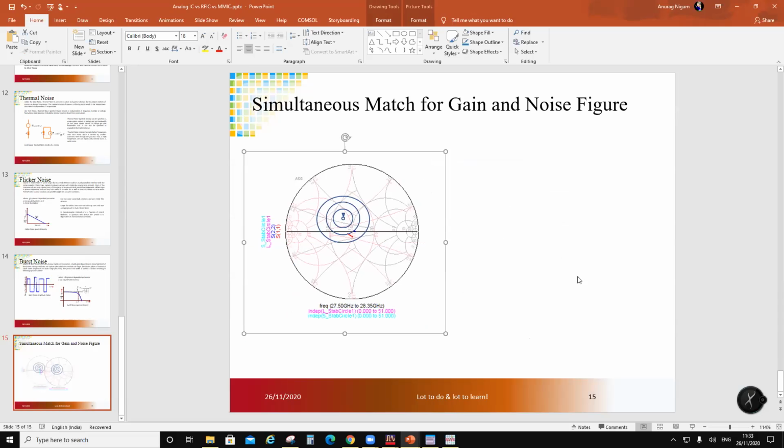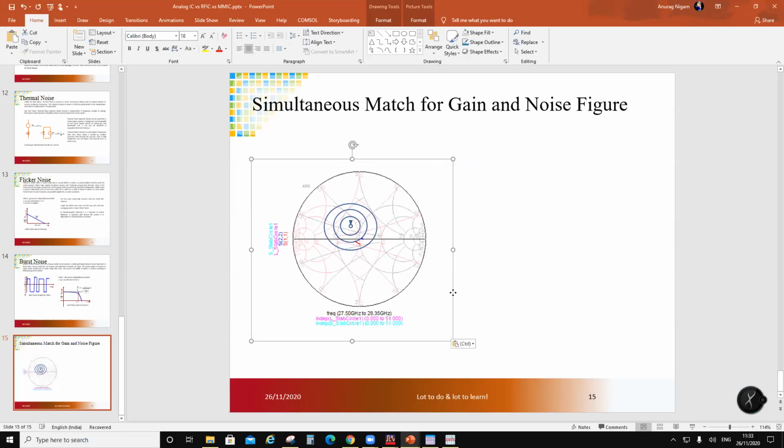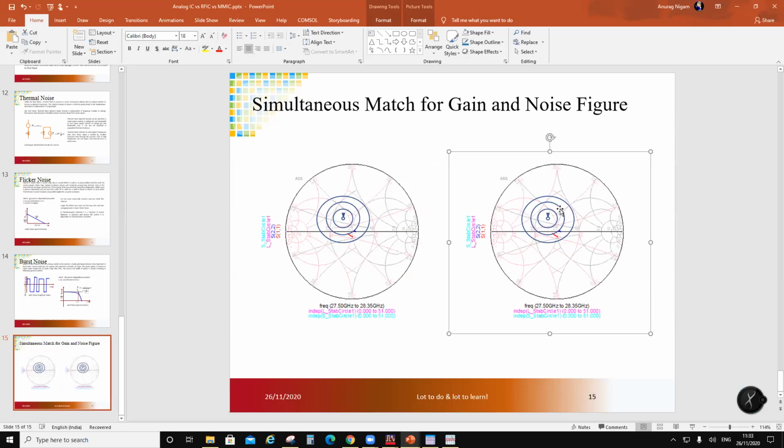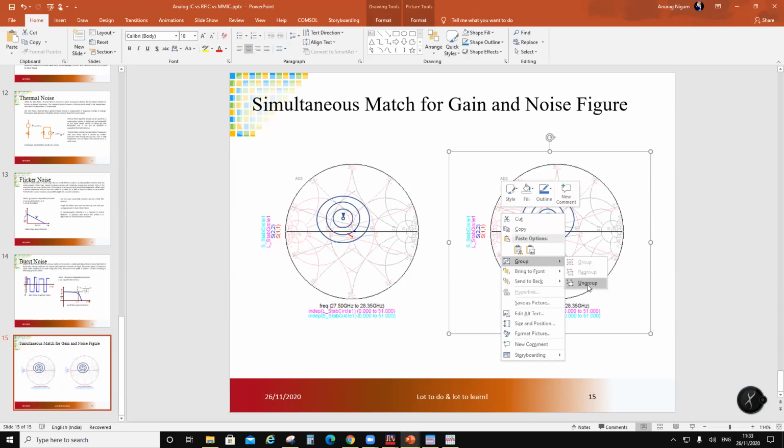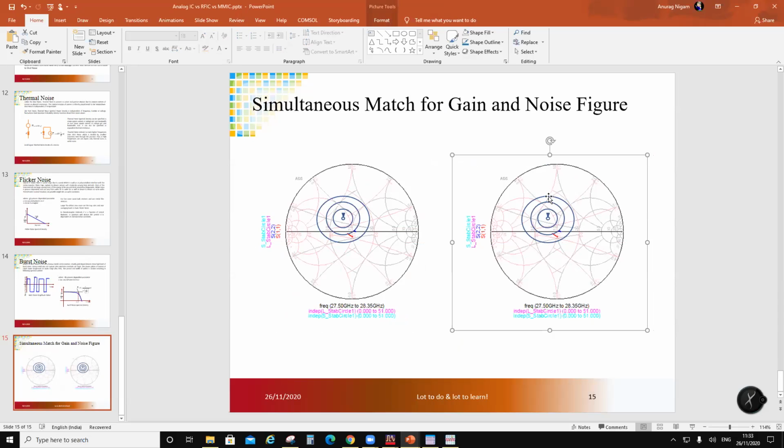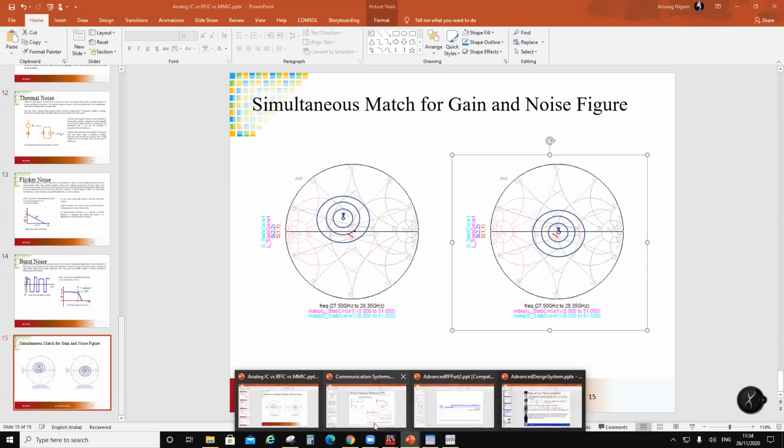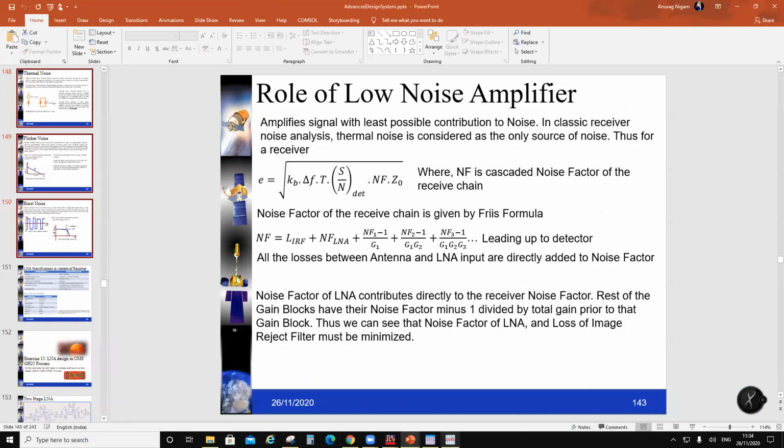Let's keep them over here. And let's say I'm matching for the noise figure. So in that case, this guy is going to relocate over here. And what I have done is simultaneous match for noise figure as well as for gain. And what did I do for that? For that, I worked with source degeneration.